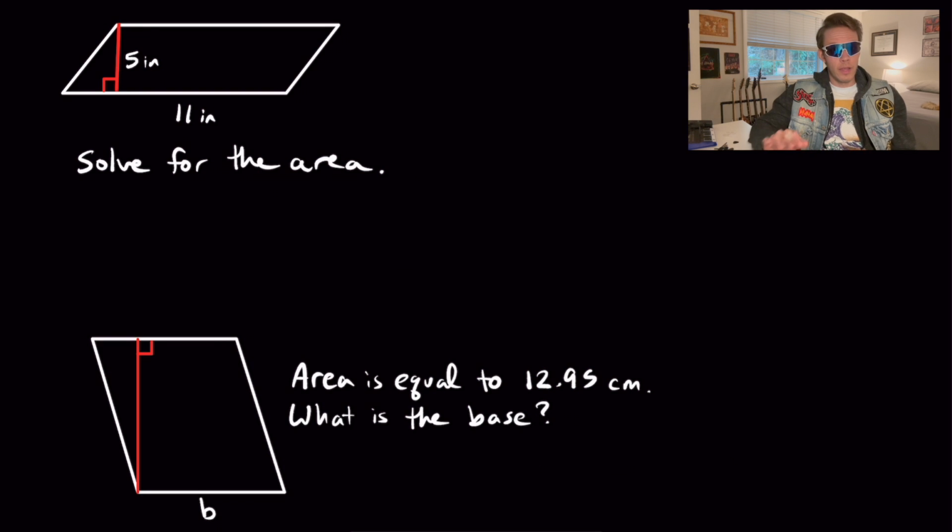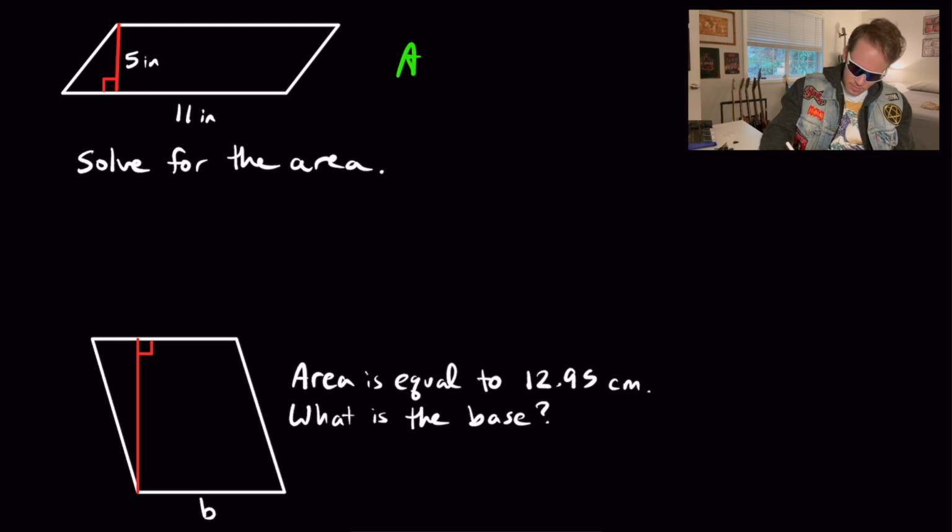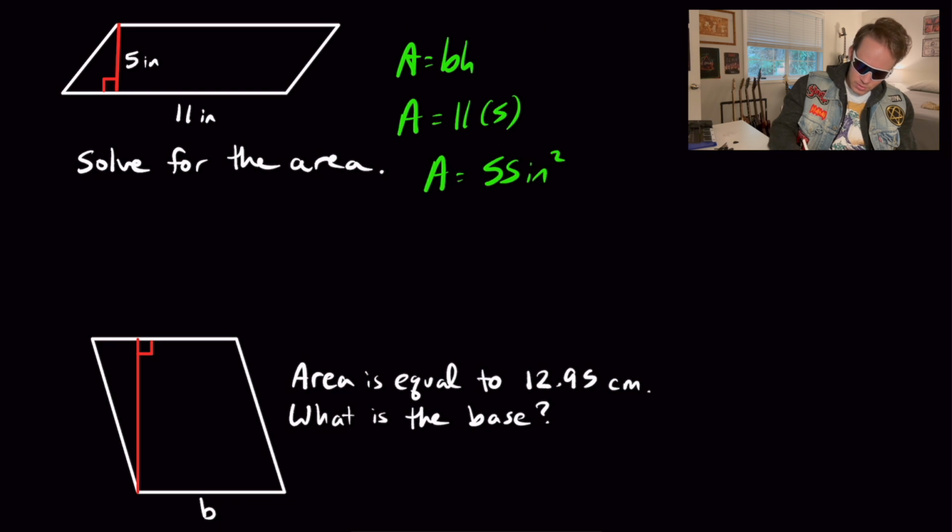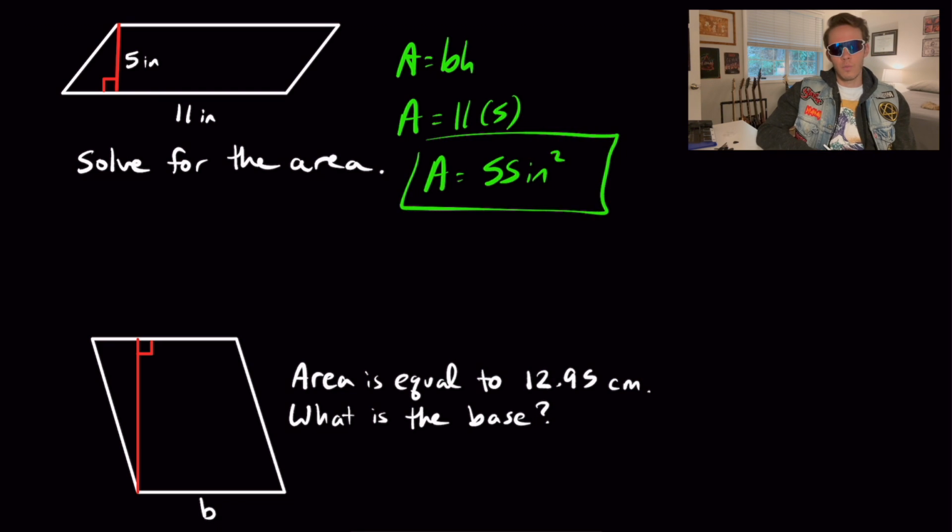Easy enough. All right, here for these two, we are solving for the area. So remember, the area is equal to base times height, right? And we're given our base here and then the height there. So this is super easy. The area is going to equal 11 times 5. So the area is equal to 55 inches squared. Don't forget units when you have them in a problem.